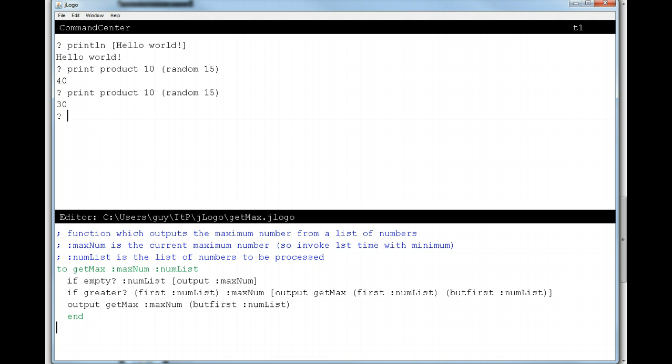Finally, we have a program that's complex enough that we have to create it in the editor that's provided. It's a function named getMax, and it outputs the largest number from a list that it's given. When I invoke getMax with its proper inputs, I get the result that you'd expect.